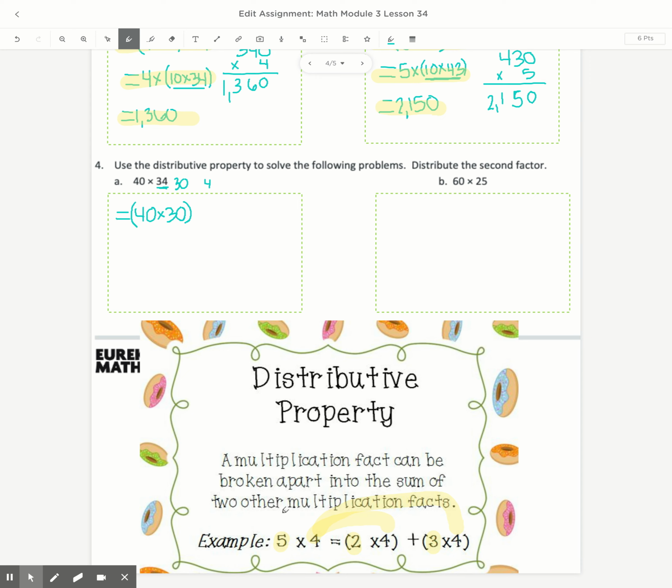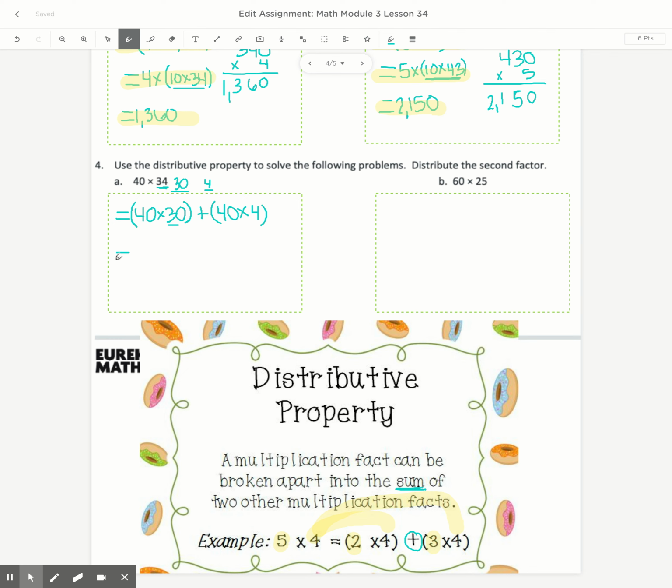So now remember, if you look back at this anchor chart, it says sum of, and there is an addition sign in between the two equations that it got broken down into. So you break it down, and then you have to add them back together. So again, we're not changing the 40, we're keeping the 40. So the 40 gets multiplied with the two numbers that we broke 34 down into. So I broke 34 into 30. And now I need to do 4 as well. So again, the whole point of doing the distributive property and associative property is to try and make it a little bit easier for you guys to multiply.